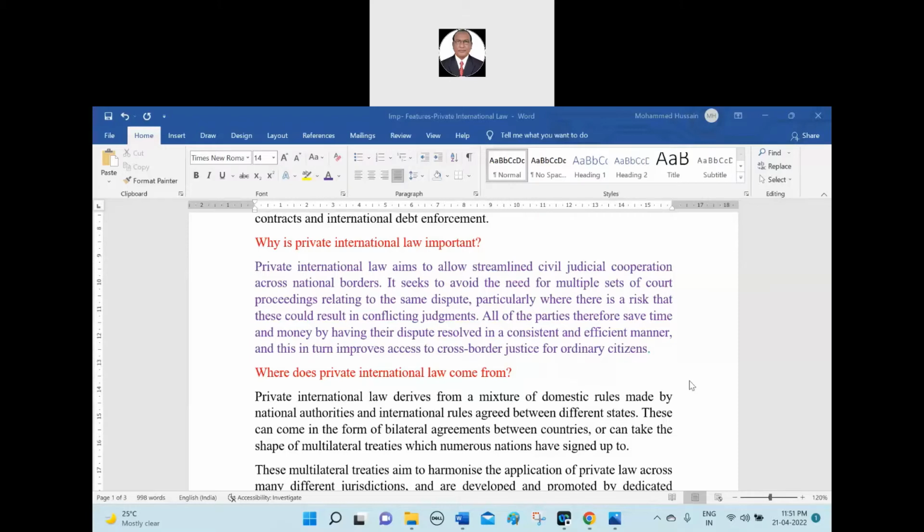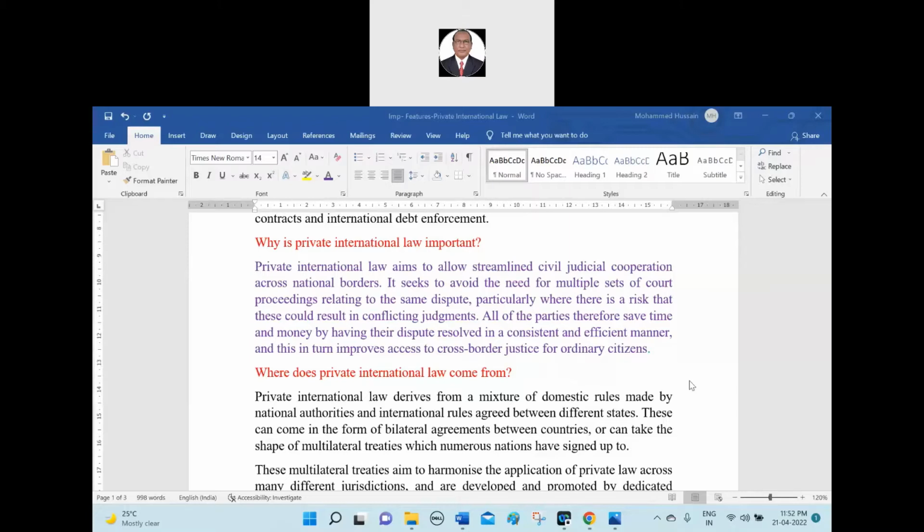At that instance, why should we not use the foreign law which gives the benefit to the parties? That is the reason we will replace Tanzanian law, give importance to the foreign law and decide the case, because then justice is given to the party. Particularly where there is a risk that these could result in conflicting judgments, then the question comes: if any conflicting judgment arises when you replace Tanzanian law and use Kenyan law, at that instance it cannot be allowed. The court will not allow it if there is a contradiction with the local law.